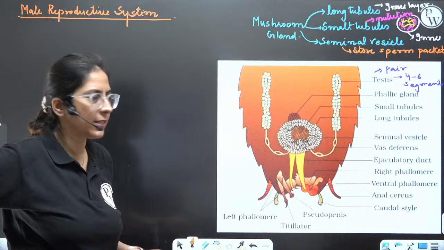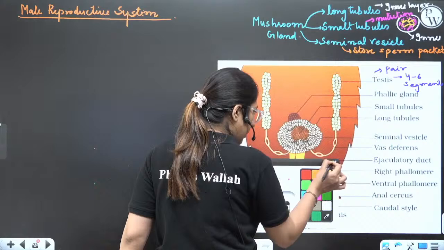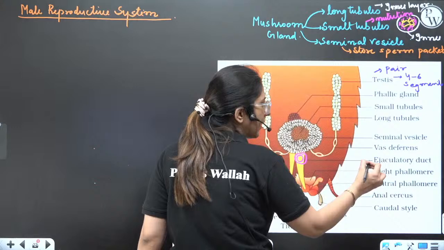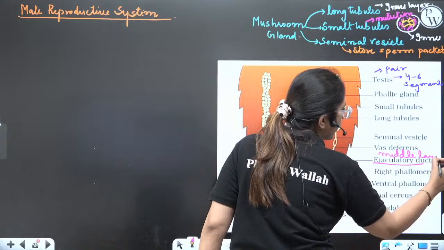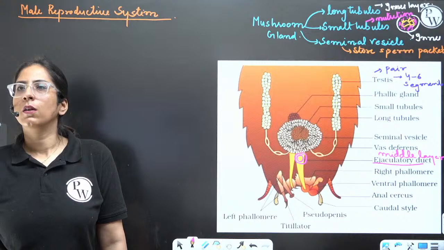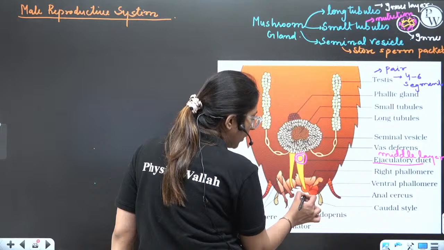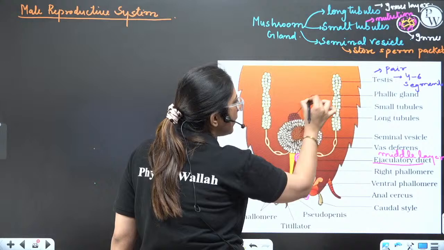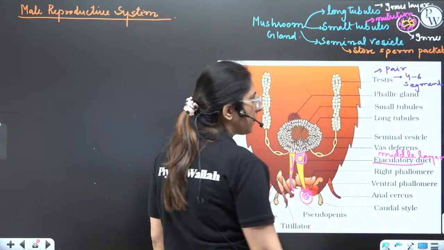Now, the sperm packets are coming here. One layer, the second layer, the middle layer, will be formed by the ejaculatory duct. Clear? After that, the packet will come here. Here there is another gland, the phallic gland. The secretion of the phallic gland comes here and will form another layer.